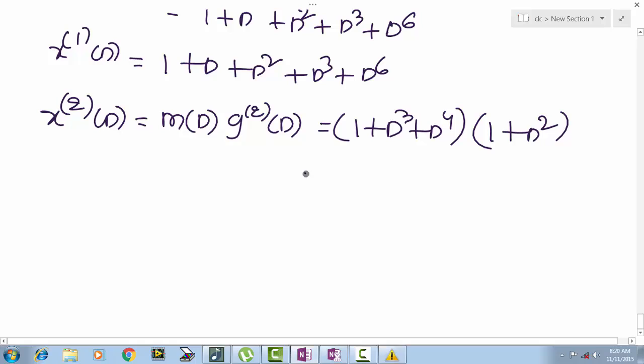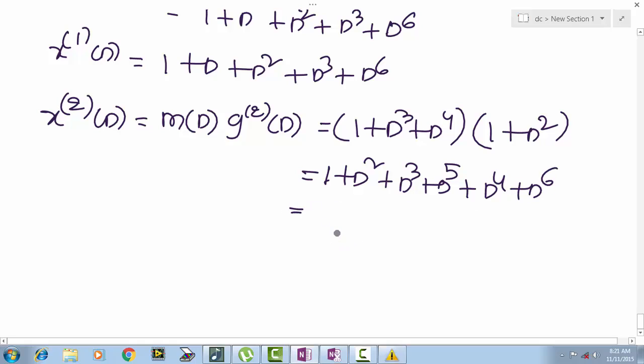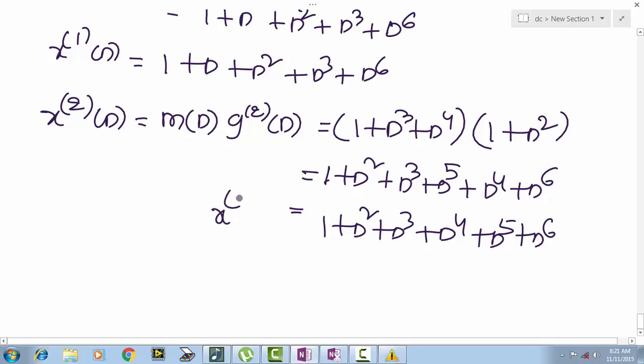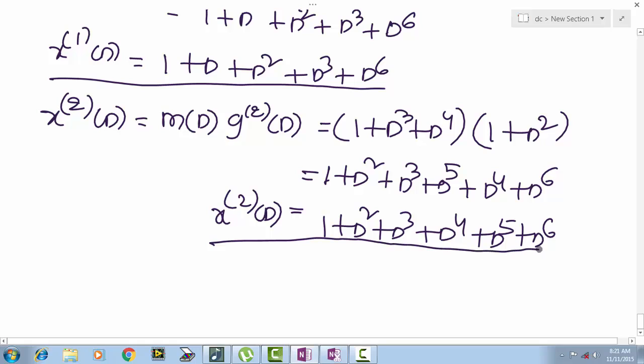sequence. So if you multiply these two, first term 1 plus d square, second term d cube plus d power 5, third term d power 4 plus d power 6. So here we are having 1 plus d square, d cube, d power 4, d power 5, d power 6. So this is your x2 of d. So this is your x1 of d and this is your x2 of d, the two output polynomials.